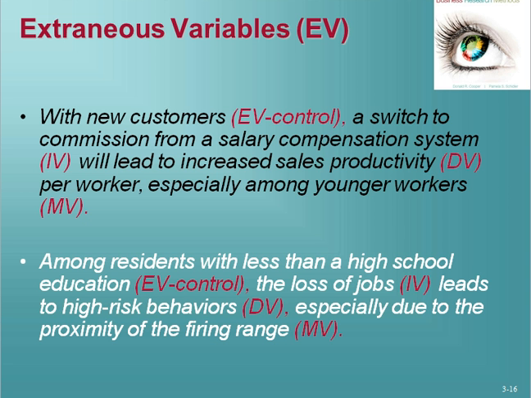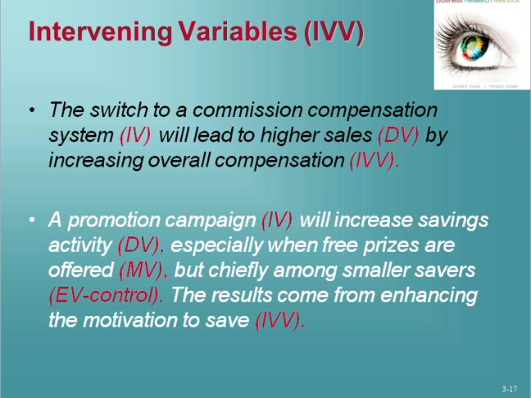Among residents with less than high school education, the loss of jobs leads to high-risk behaviors, especially due to the proximity of the firing range. An intervening variable is a factor that affects the observed phenomenon but cannot be measured or manipulated. It is a conceptual mechanism through which the independent variable and the moderating variable might affect the dependent variable.